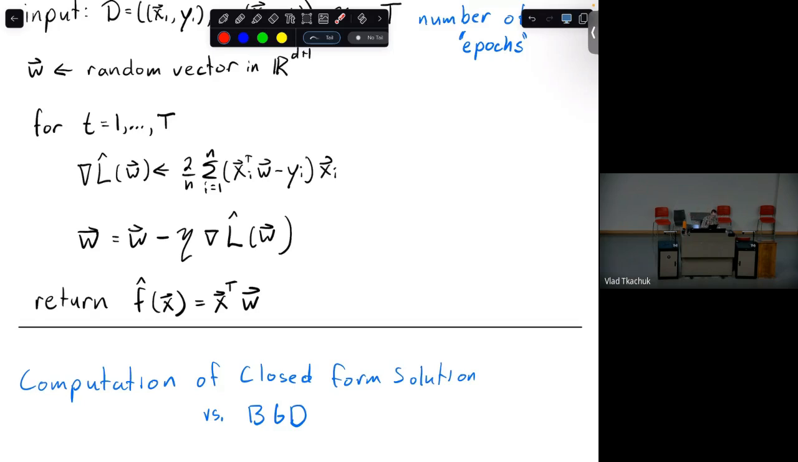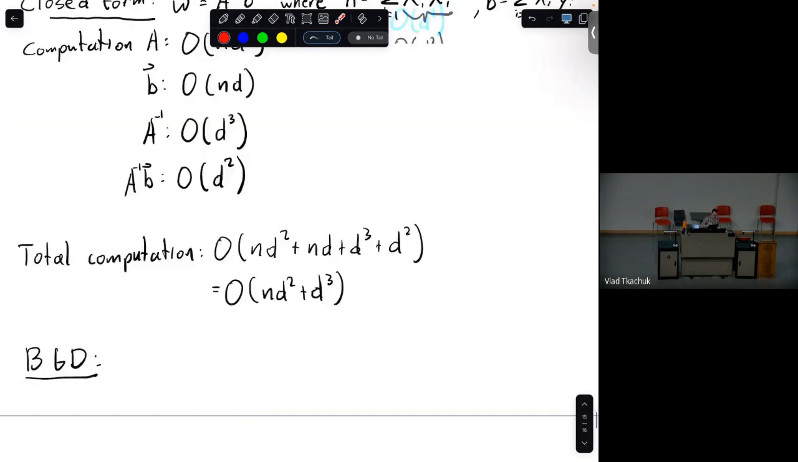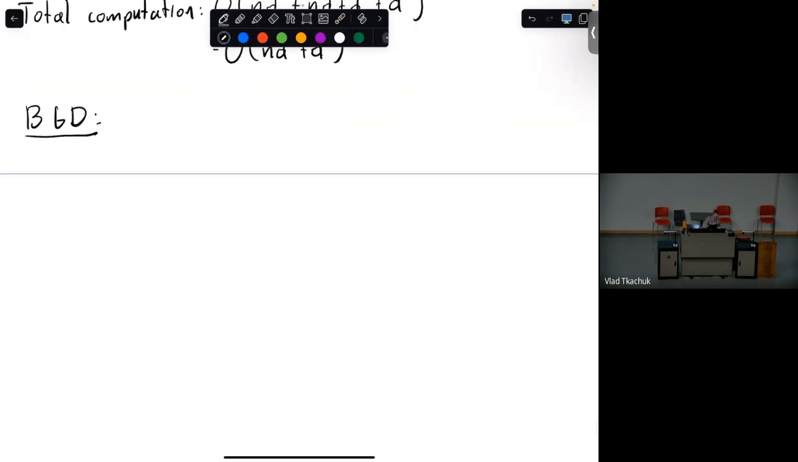So you just have 3 times d, and then this is summed up n times. And then you multiply by a number. So the point is it's just n times something like 3d, which is just n times d. So computing the derivative of L hat of W takes big O of n times d.